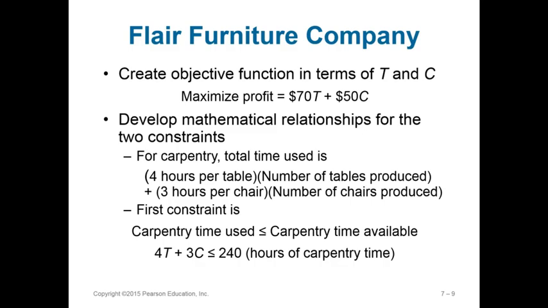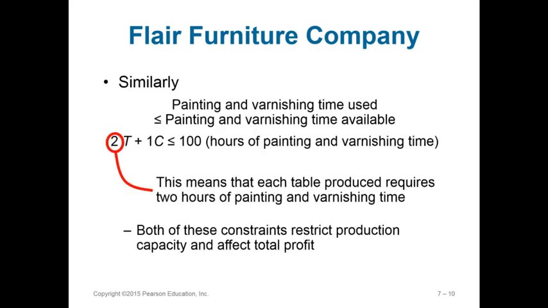And you've got your constraints at the bottom for carpentry time, and you would also have the same thing for painting and varnishing time. You'd have a similar kind of inequality out there. So this is what you would see. Okay, so each table plus each chair, in terms of how much painting and varnishing time you have out there, takes away from the 100 hours. So those are your constraints.